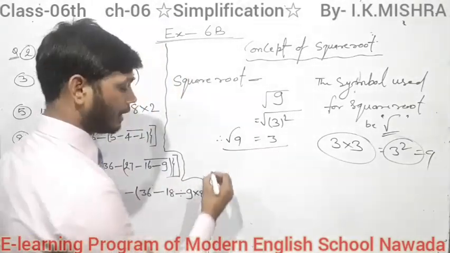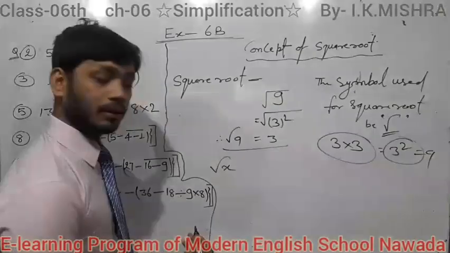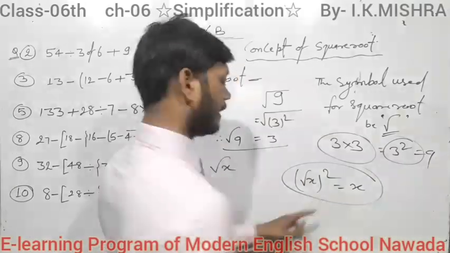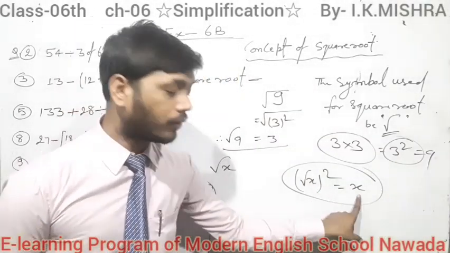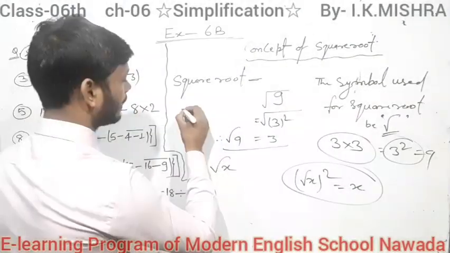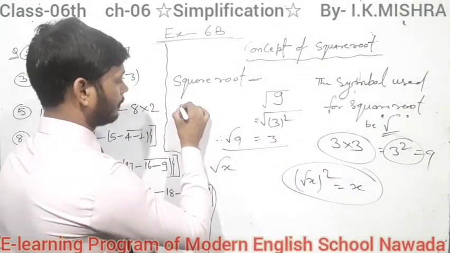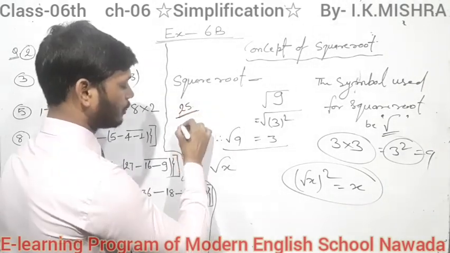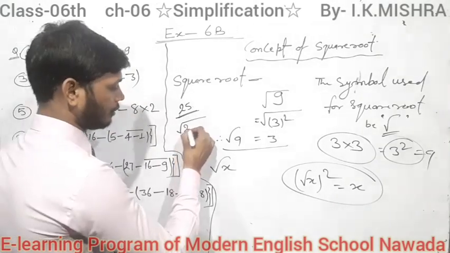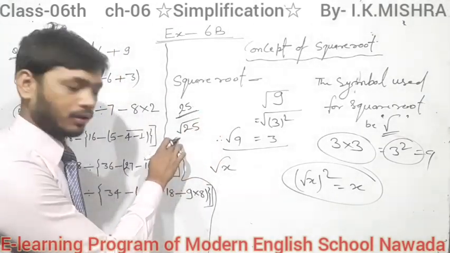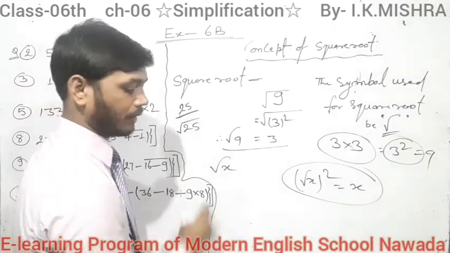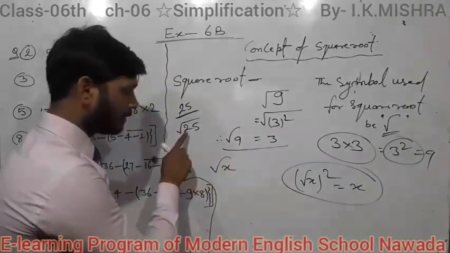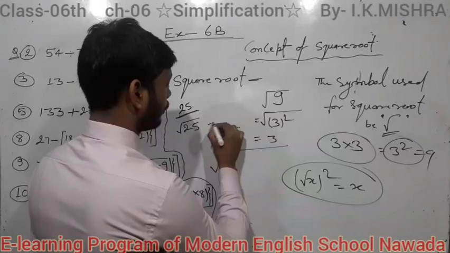Suppose in general terms, under root x. When you square the under root x, then you will get x, and here under root x is the square root of x. Now you have to find the square root of 25. That means you have to write under root 25. It is called under root 25, and under root 25 is the number whose square is that number, here equal to 5.